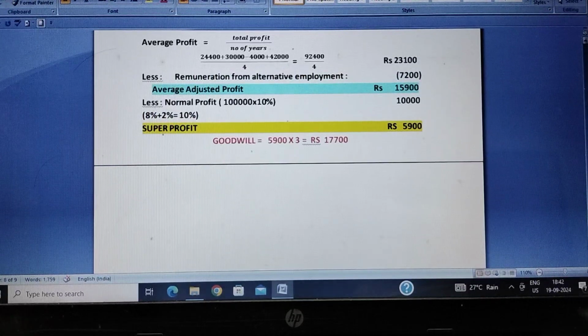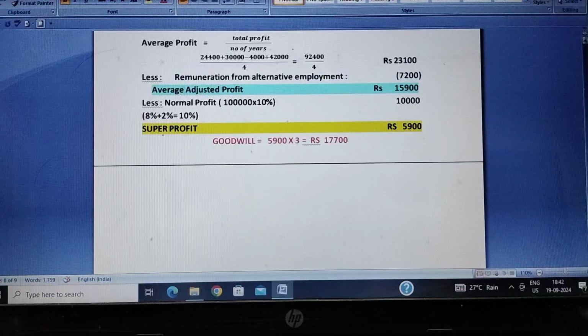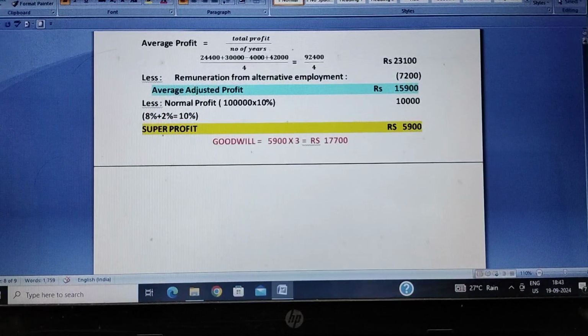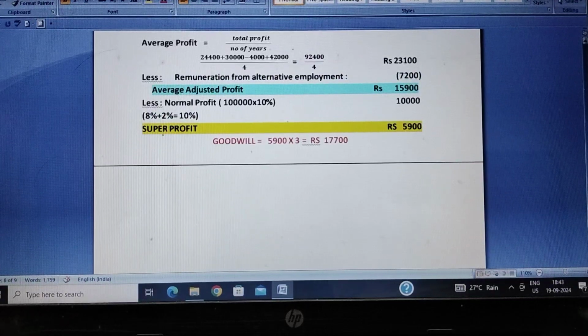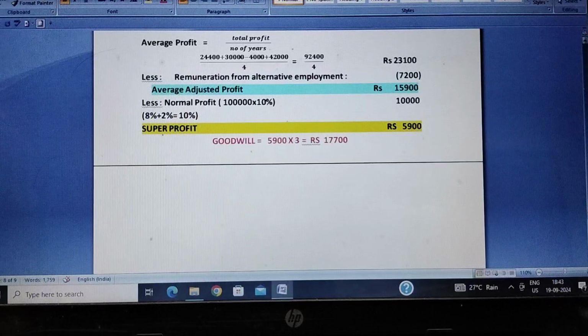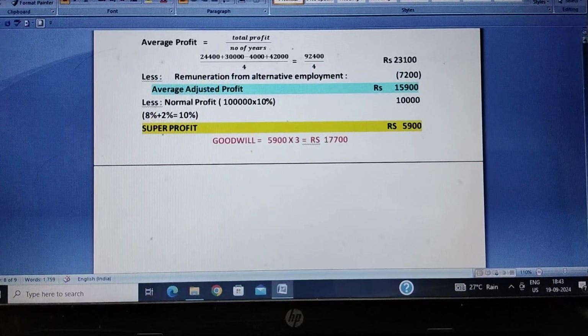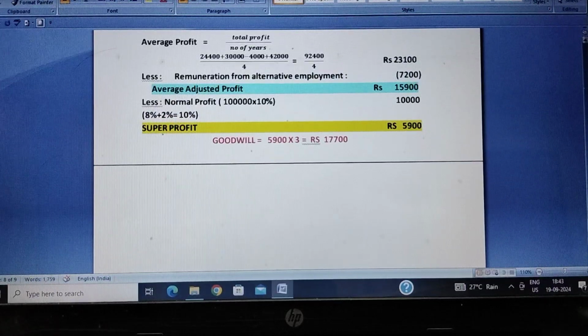I do hope you have now understood clearly how to calculate super profit. So we have covered calculation of goodwill under average profit method, also under super profit method. In episode 3, we'll be dealing with capitalization of profit method. There also we have to learn two items, that is capitalization of average profit method, and the other is capitalization of super profit method. In the next episode, I will come with capitalization of average profit method, then I will come with capitalization of super profit method.